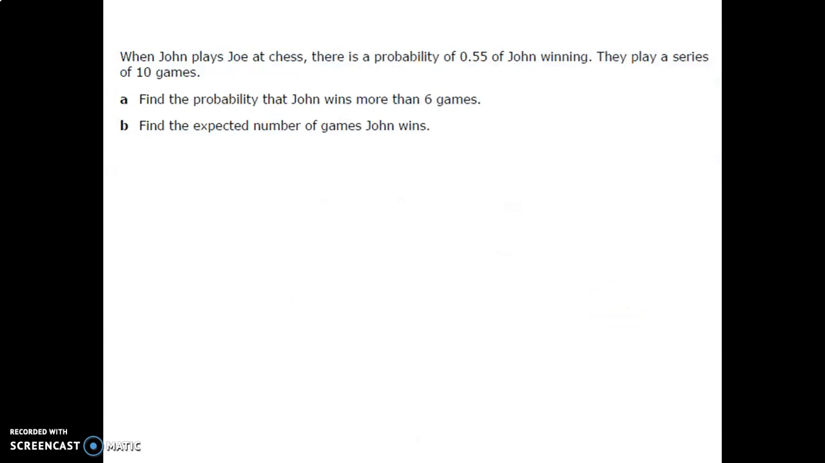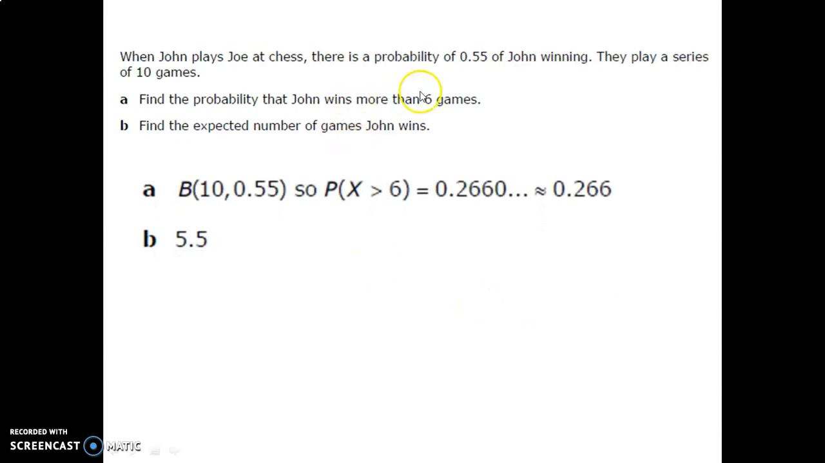Okay, let's try this one. Okay, we're looking for probability that John is going to win more than 6 games. Our binomial distribution here is there are 10 games. Probability of winning is this, and we're looking for probability John wins more than 6. More than 6 is the same as saying 1 minus less than or equal to 6.